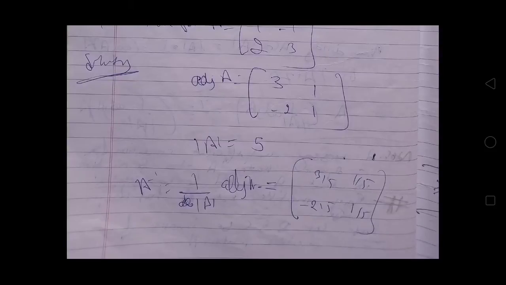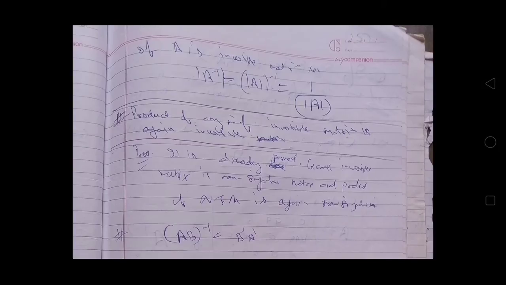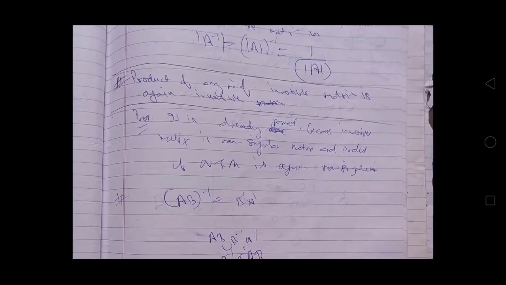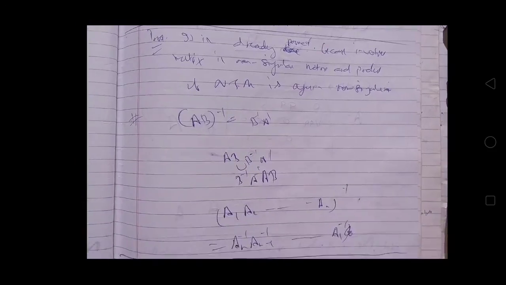This is very simple. If A is an invertible matrix, then determinant of A inverse will be equal to inverse of determinant of A, which will be equal to 1 by determinant of A. Product of any number of invertible matrices is again an invertible matrix. It is already proved, because an invertible matrix is a non-singular matrix and the product of non-singular matrices is again a non-singular matrix. So you can easily say the product of any number of invertible matrices is again an invertible matrix.